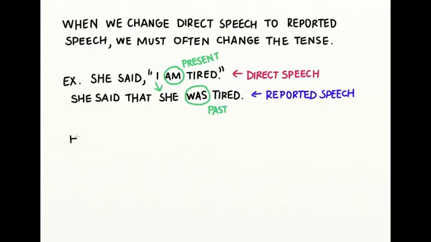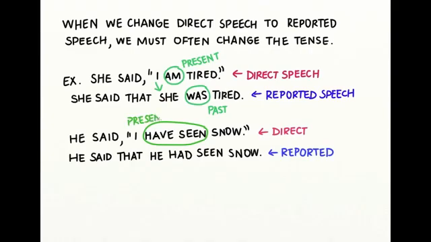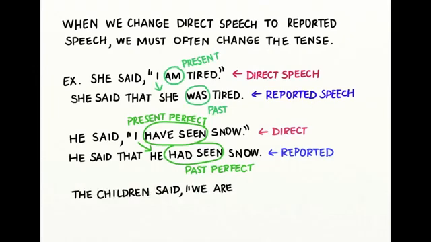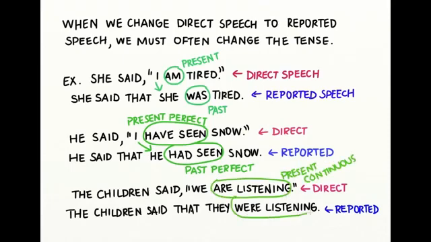Another example, he said, "I have seen snow." This is direct speech. In reported speech, we say, he said that he had seen snow. Notice the present perfect changes to the past perfect. The children said, "We are listening." This is direct speech. The children said that they were listening. This is reported speech. Notice the present continuous changes to the past continuous.